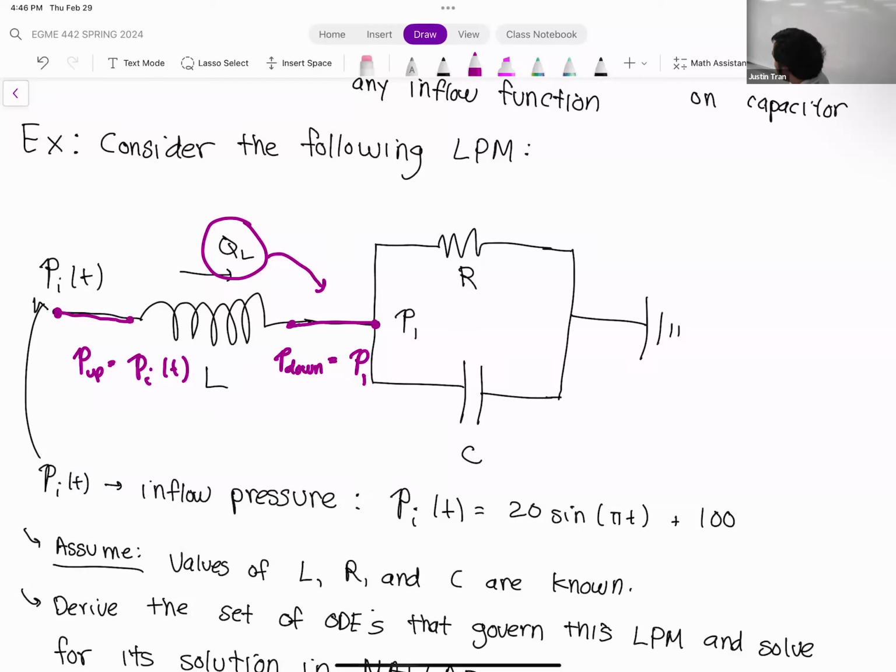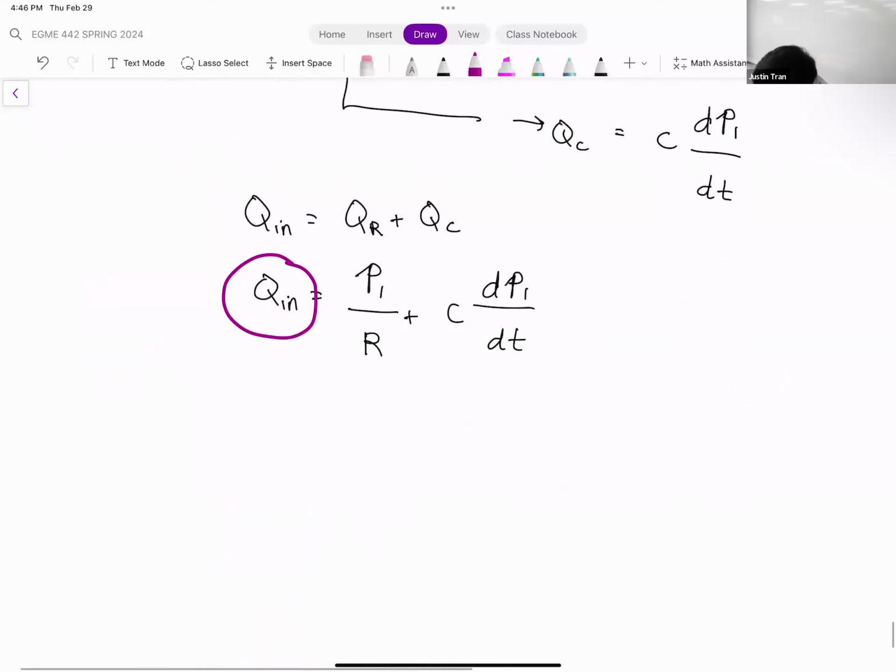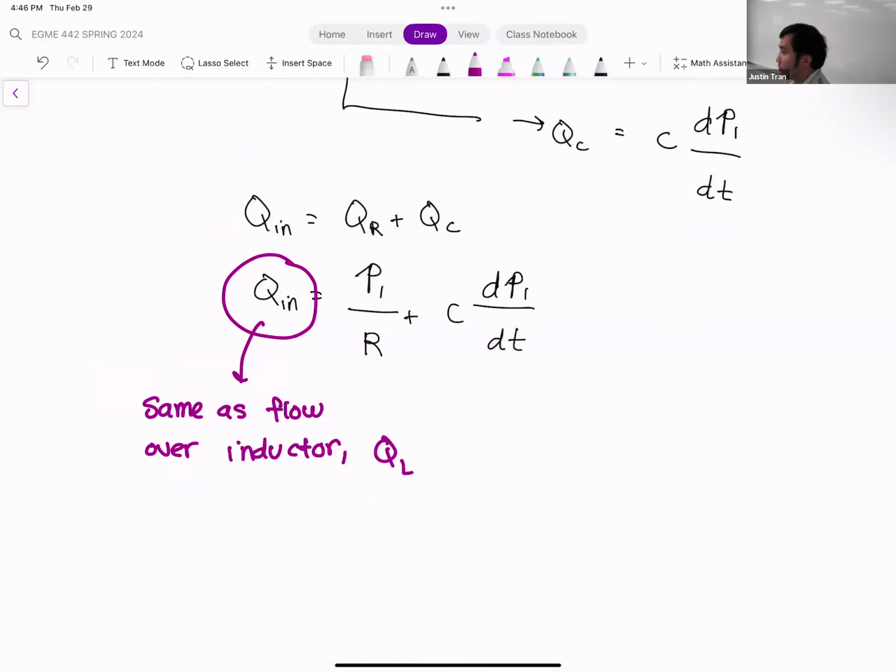And so, in this arrangement, because of conservation of mass, right, the flow that passes over the inductor has nowhere else to go except to go through the junction, right? Q in, this is exactly the same as the flow over the inductor, QL. Okay.